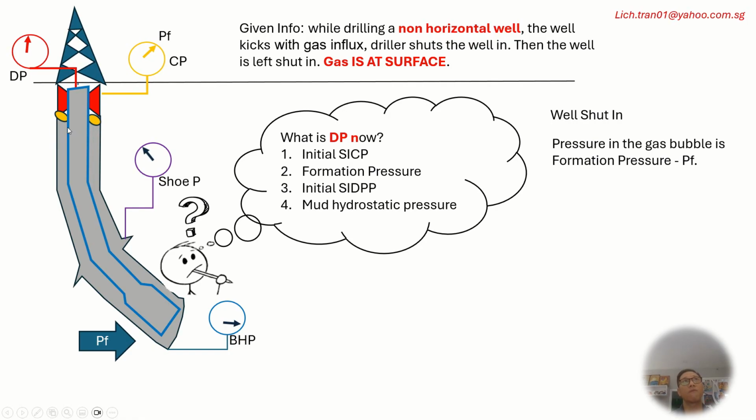So therefore, will that PF be shown on the drill pipe pressure gauge? Yes. You know why? Because that PF acts throughout, all the way down against the bottom and inside the drill pipe to the surface. Therefore, we will see that formation pressure register on the drill pipe pressure gauge. All right?